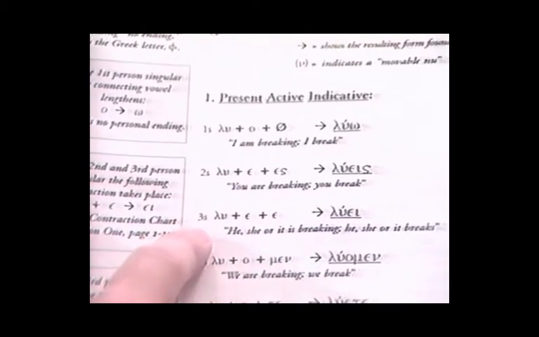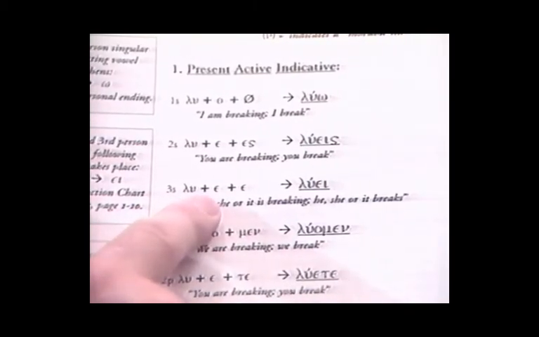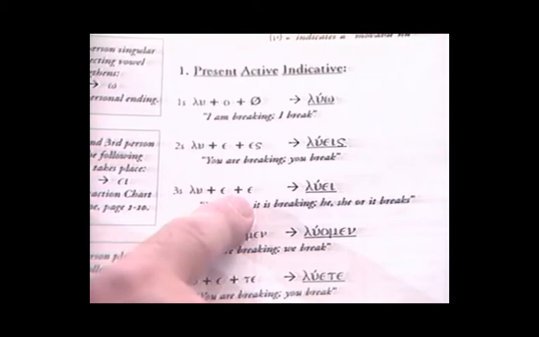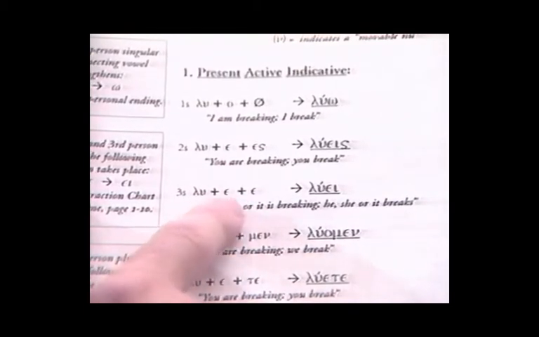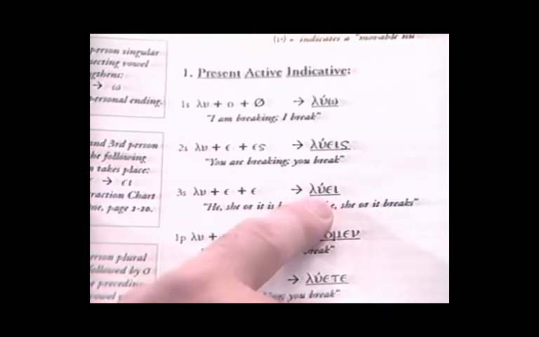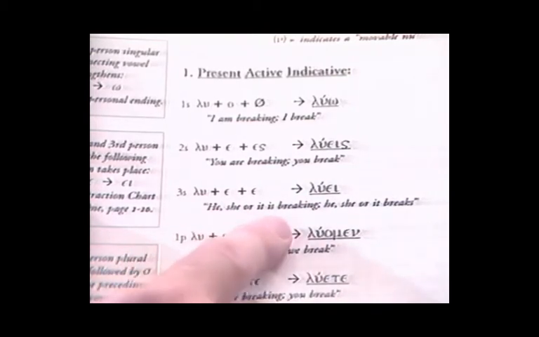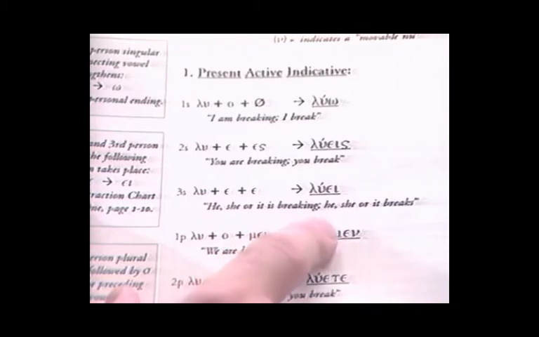In the third singular, we have our verb stem lu, to which we add an epsilon connecting vowel and an epsilon ending. Now we have already seen that when two epsilons combine, the result is the diphthong epsilon iota. So our resulting form here is luei, third singular, he, she, or it is breaking, or he, she, or it breaks.